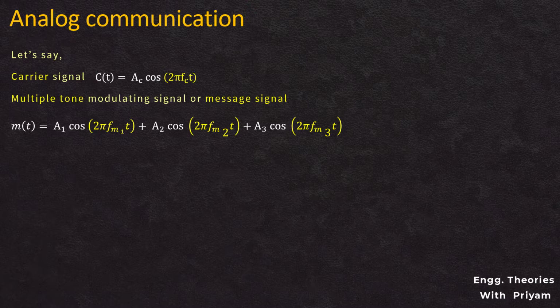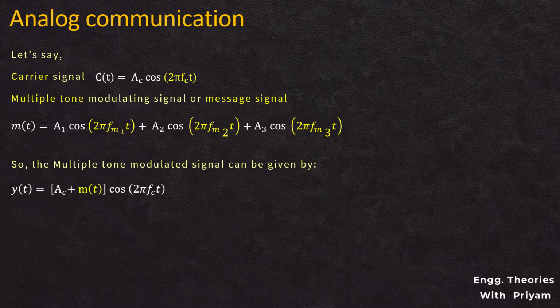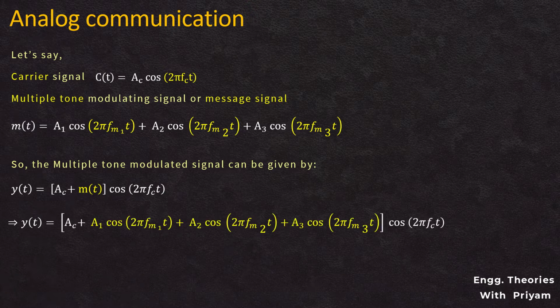So the multiple tone amplitude modulated signal can be given by y(t) is equal to Ac plus m(t) into cos 2 pi fc t. Put the value of m(t) in the equation, then it can be written as y(t) is equal to Ac plus a1 cos 2 pi fm1 t plus a2 cos 2 pi fm2 t plus a3 cos 2 pi fm3 t into cos 2 pi fc t.